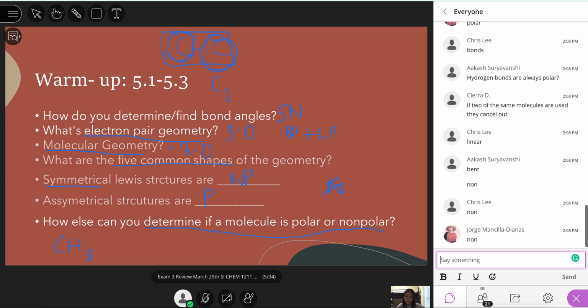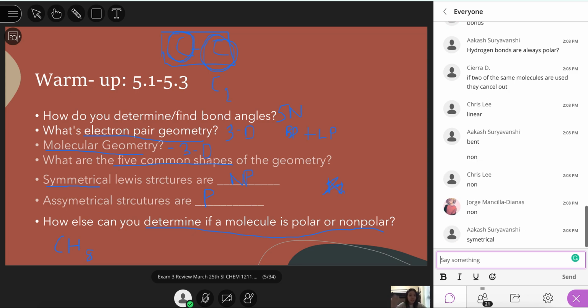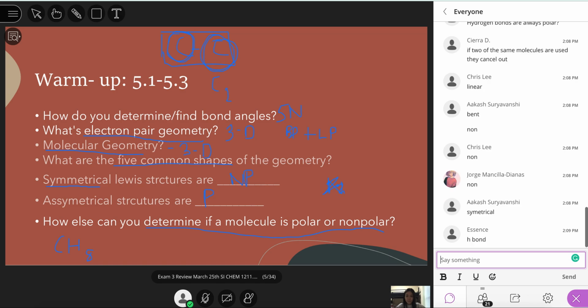Non-polar. How do you know? How do you figure that out? I don't think anyone just drew a Lewis structure, right? How do you know immediately, right off the bat, that it's polar or non-polar? Symmetrical? What else? Does anyone know? H bond.